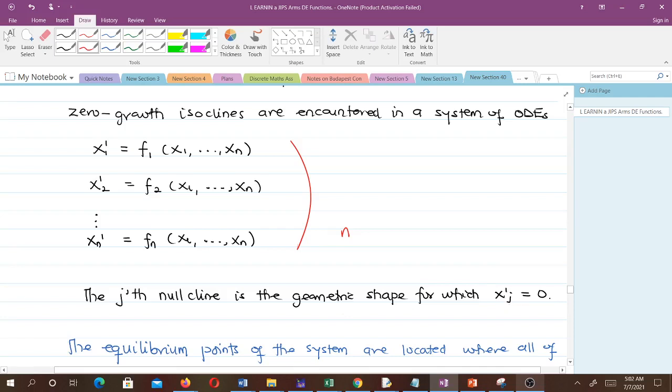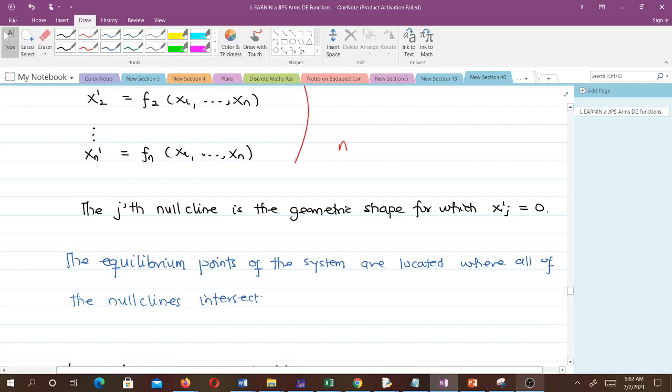This definition is very simple to understand. But if you don't understand it yet, don't worry. We are going to illustrate it with an example and the understanding will become clearer. So the equilibrium points of the system are located where all of the Nullclines intersect. That means that when you draw all your Nullclines, the point of intersection is the fixed point, or the equilibrium point, or stationary point.